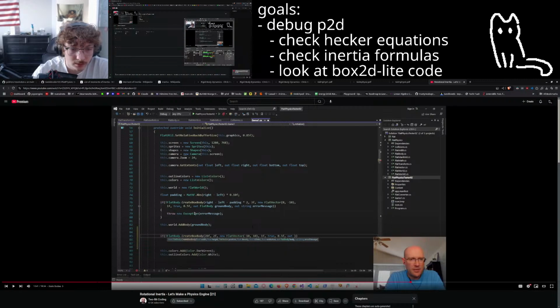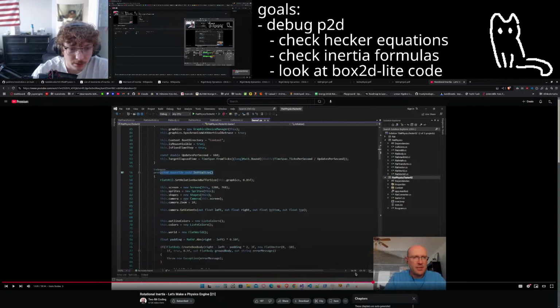And then, yeah. Create box body. Right minus left. If I could see where that's defined, that would be really helpful. It seems like probably not, though. Left, right minus padding. Well, if the padding is... I guess that doesn't give us anything useful. Right minus left. Oh, it's the extent of the camera. I forgot you can do that in C#.